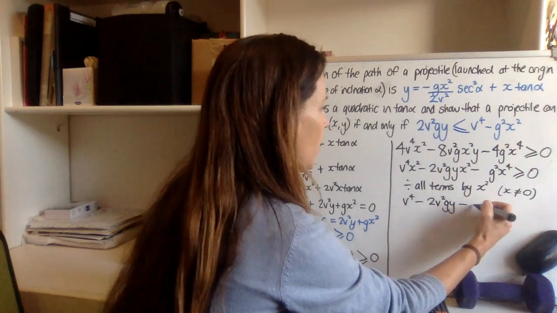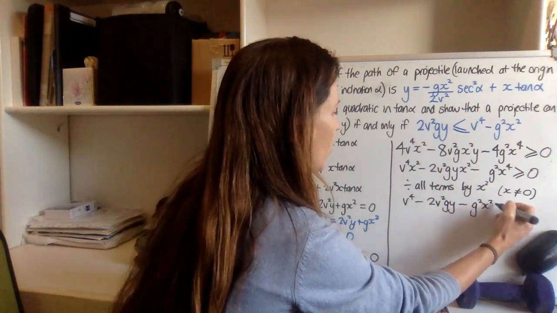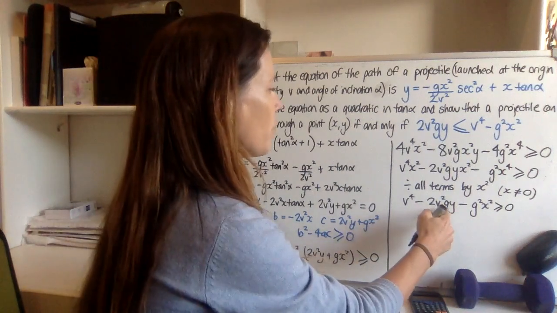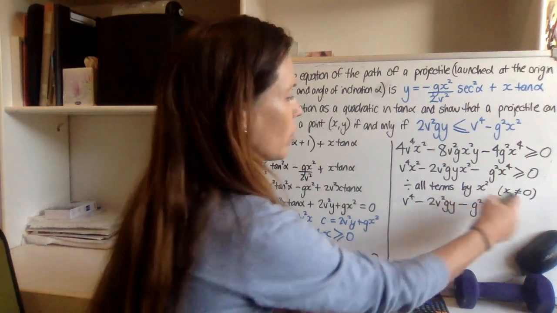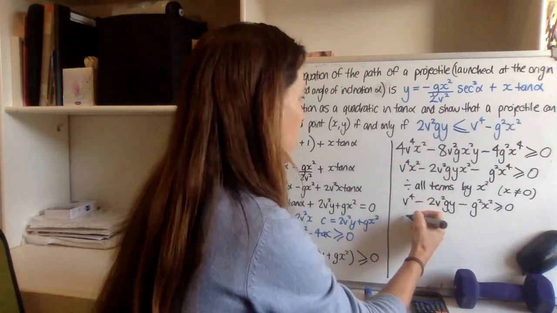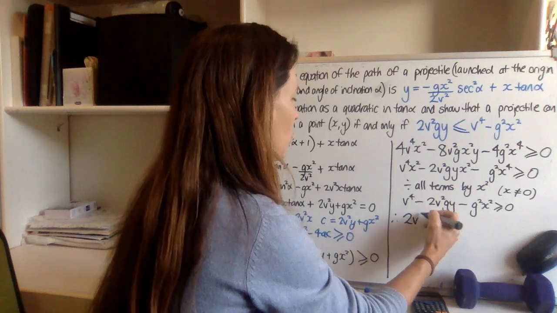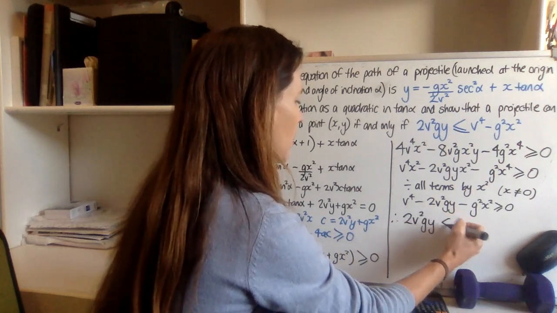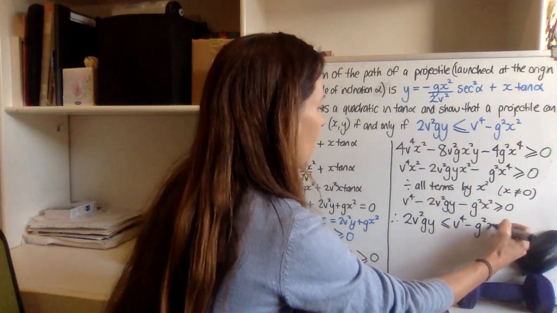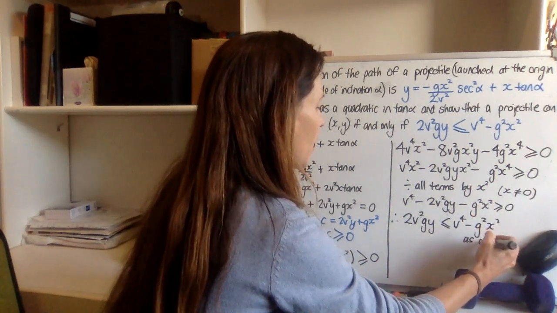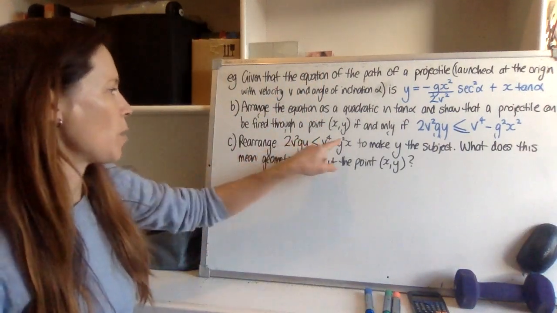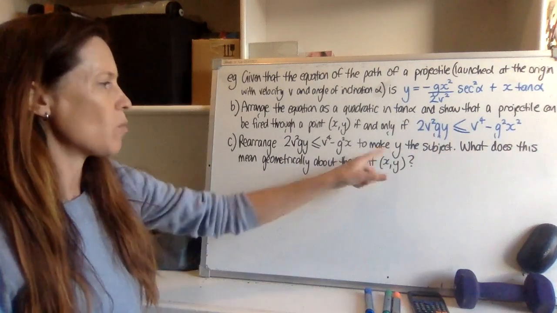gy minus g squared x squared is greater than or equal to 0. And now we just need to rearrange it. We'll put this part on the little side, and these guys can stay on the big side, which is how they are. And so we're pretty much there. Therefore, 2v squared gy is less than or equal to v to the 4 minus g squared x squared as required. And the last bit now, rearrange what we were just given there in blue to make y the subject.